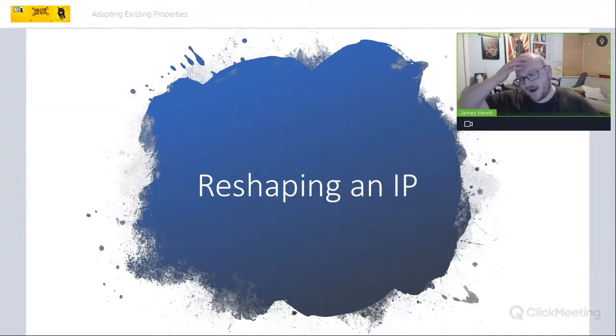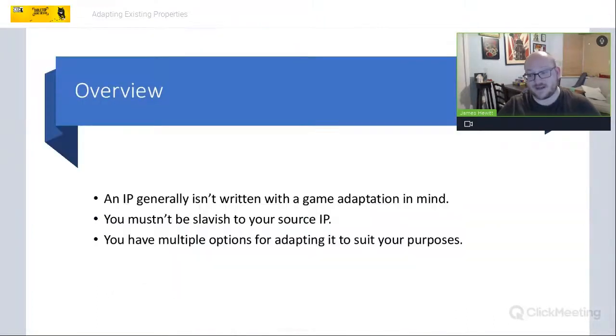So next, let's talk about what happens when there are elements of an IP that are not ideal for your game, because this is a thing that will happen. Because an IP is generally not written with a game adaptation in mind. Not always the case. Famously, The Expanse started out as a setting for a role-playing game, which I love. I love that's the case.